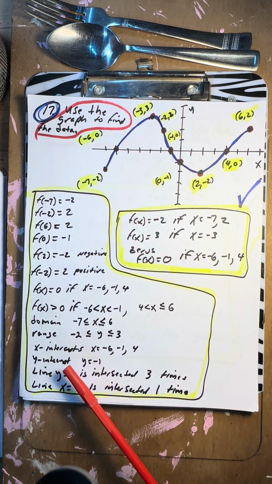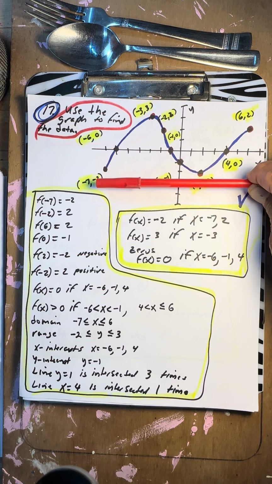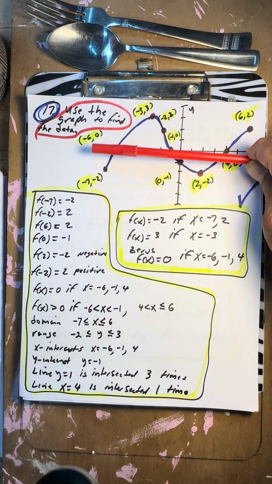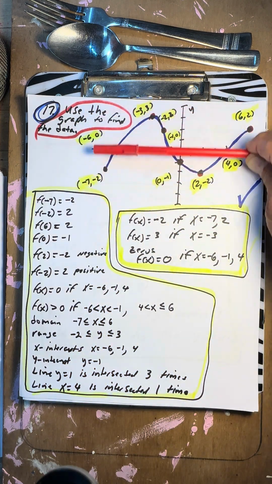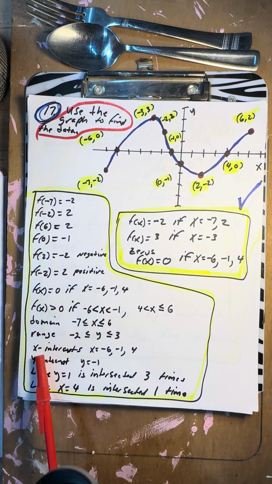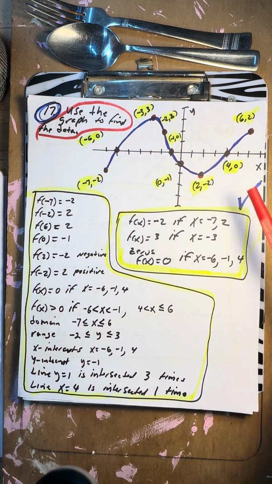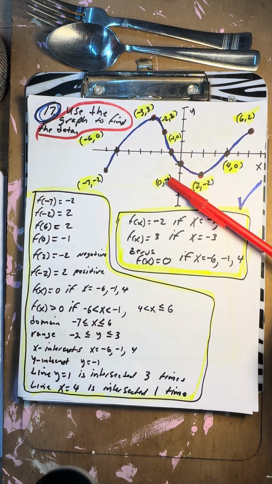Okay, range, where does it go? From the bottom, it goes negative 2 all the way up to where? 3. Goes like this. Domain and the range right here. All right, x-intercepts: negative 6, negative 1, 4. The y-intercept, right there, at 0, negative 1.